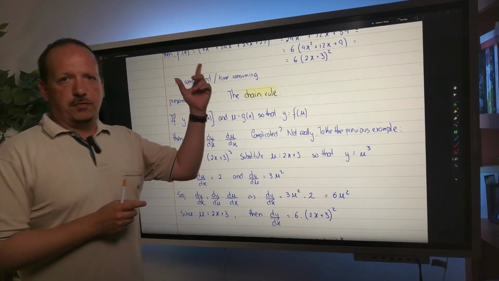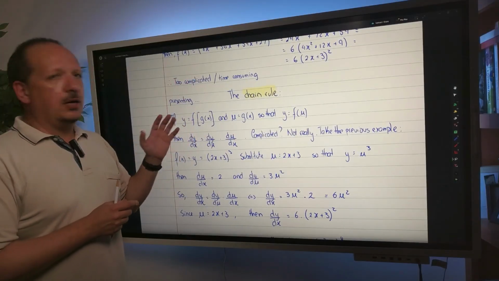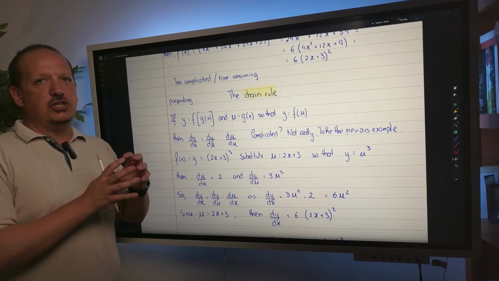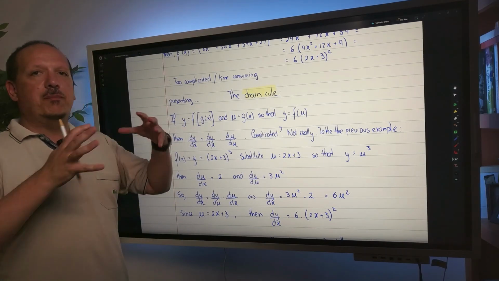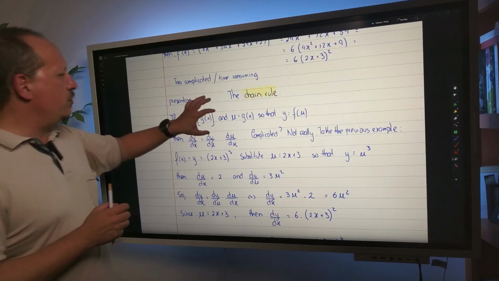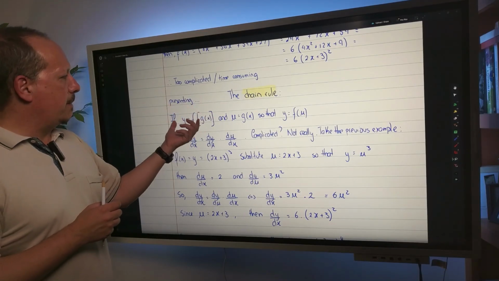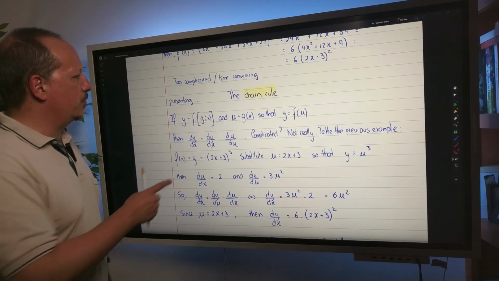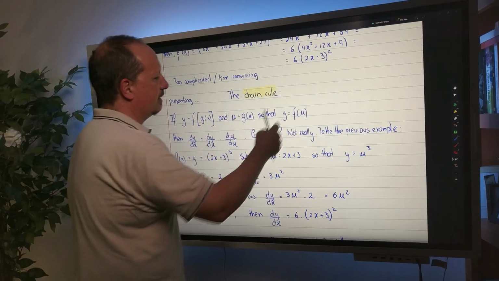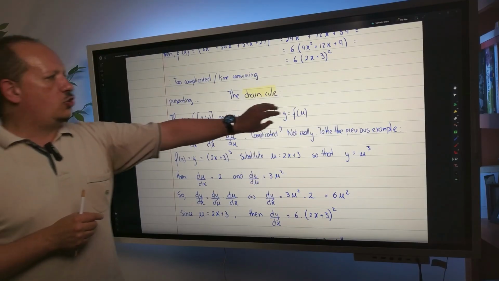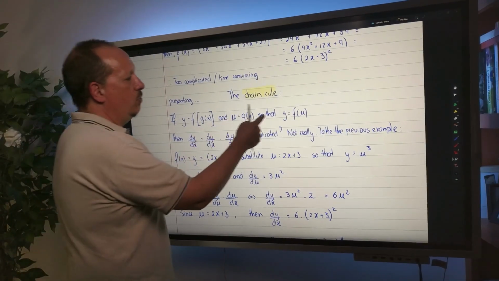You can think of that original function as composite functions, in a way that you have a smaller function as part of a bigger function. Okay? So if you have that more complicated function that is made out of two simpler functions, which I'm going to call g of x and f of x, I can call each one of them u and y.